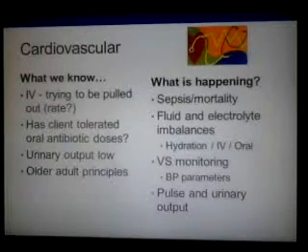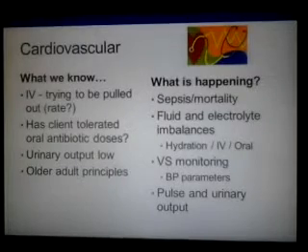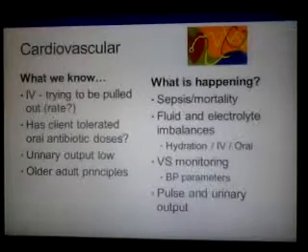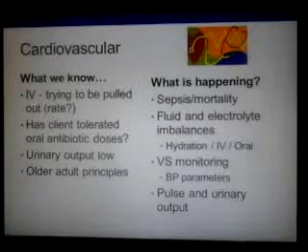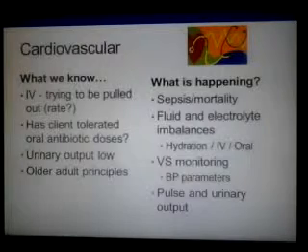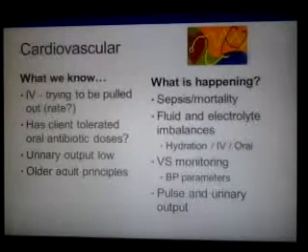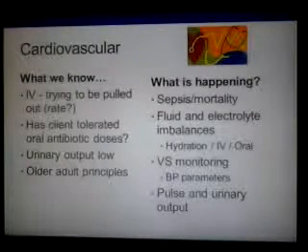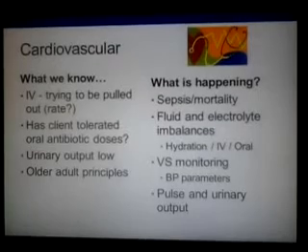A similar pattern would follow in the discussion around cardiovascular. Her cardiovascular collapse with a low blood pressure is not only a symptom of sepsis, but also can be a complication of delirium. So we know she's trying to pull her IV out. We have questions as to whether she's tolerating her oral antibiotic or whether that should be given IV.